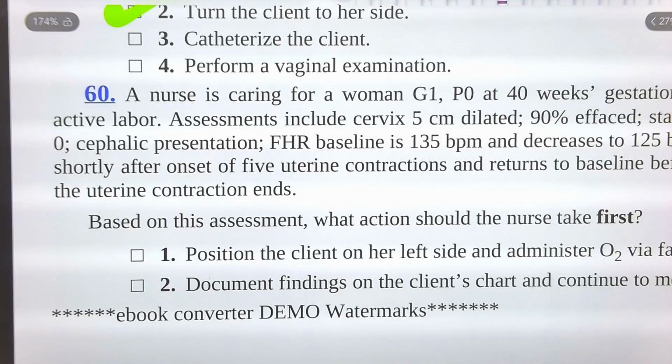The nurse is caring for a woman G1P0 40-week gestation in active labor. Assessments include cervix 5 cm dilated, 90% effaced, station 0, cephalic presentation. FHR baseline is 135 beats per minute and decreases to 125 beats per minute shortly after onset of uterine contractions and returns to baseline before the uterine contraction ends. Based on this assessment, what action should the nurse take first? So what can be the right one?